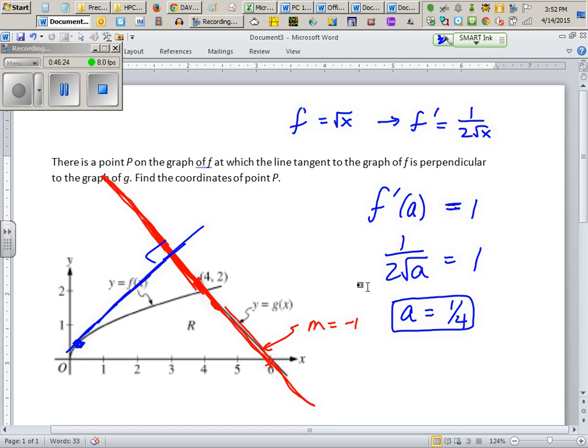What does it say? Find the what? Coordinates, plural, right? So we owe them a y coordinate too, don't we? So 1/4 is the x, square root of 1/4 is the y. The answer is 1/4, 1/2.